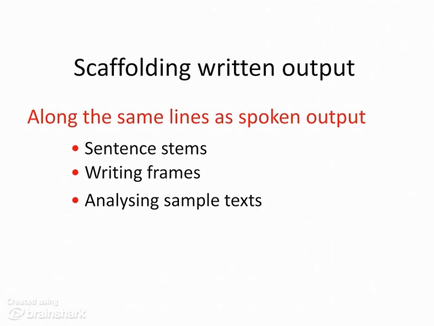Now, a more complex way of doing this is also writing frames. Now, all types of text have certain characteristics and a certain structure. An academic essay begins with an introduction, it has body paragraphs, it has a conclusion.